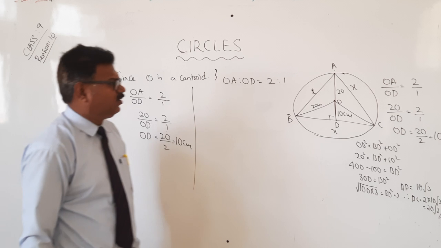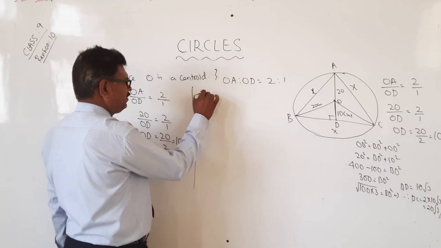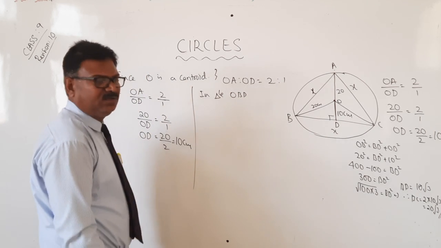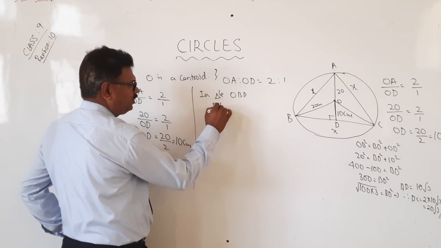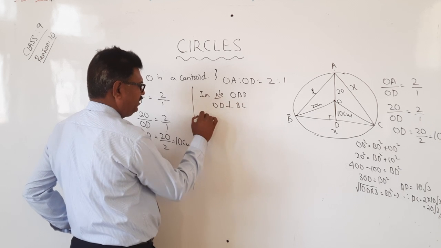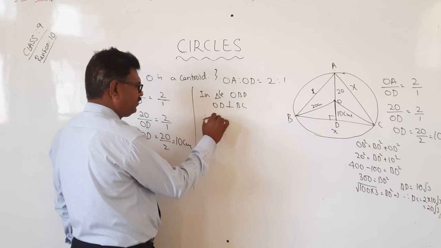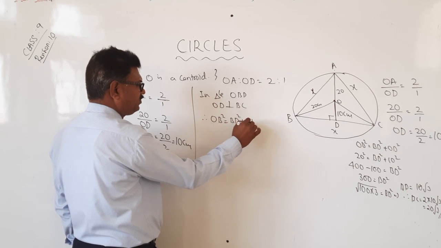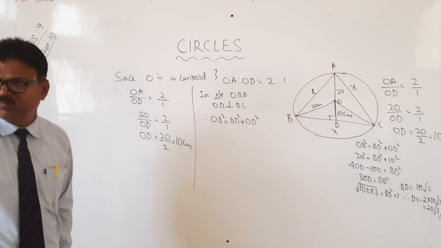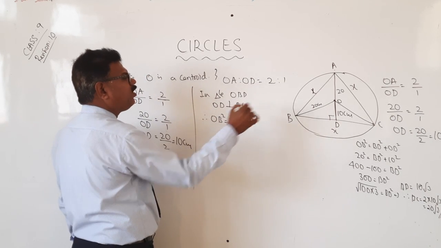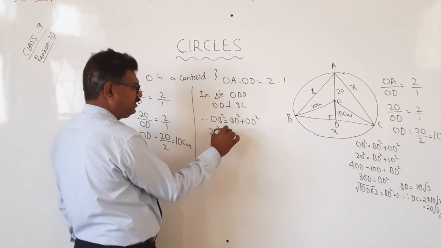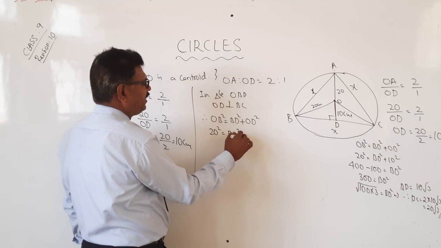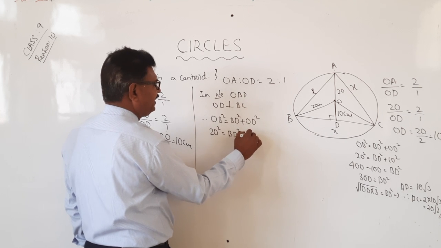Okay? Now, in triangle OBD, OD is perpendicular to BC. Therefore, by Pythagoras theorem, OB square is equals to BD square plus OD square. Any doubt, please? OB, how much is there? 20 square is equals to BD square plus OD, which is 10 square.